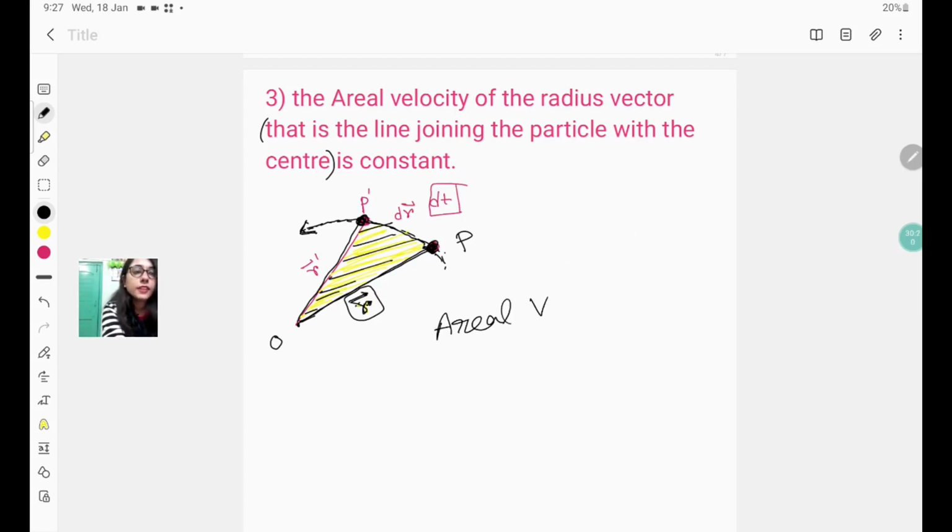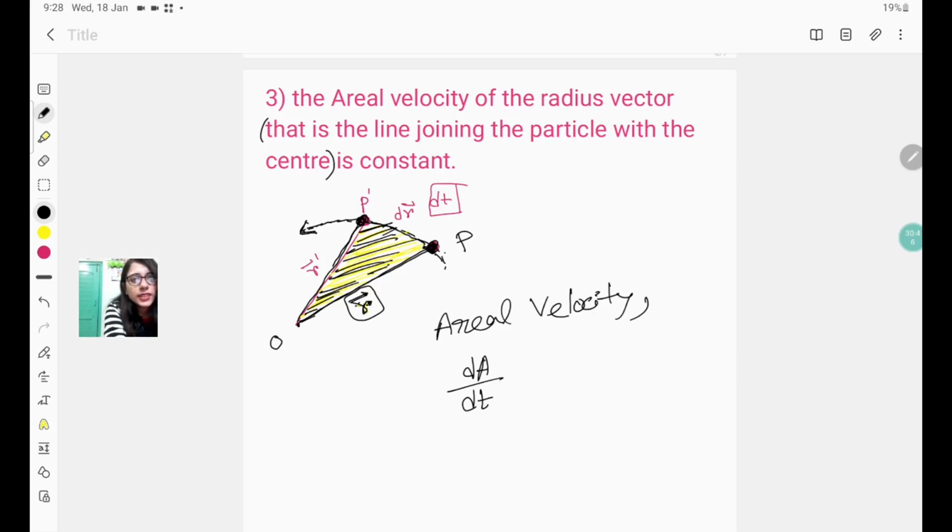So what is areal velocity? Areal velocity is the area covered by the radius vector per unit time. And we need to prove that this one is a constant. So how can we prove it? Suppose this dA, what is the amount of this area? We need to find the amount of this area.